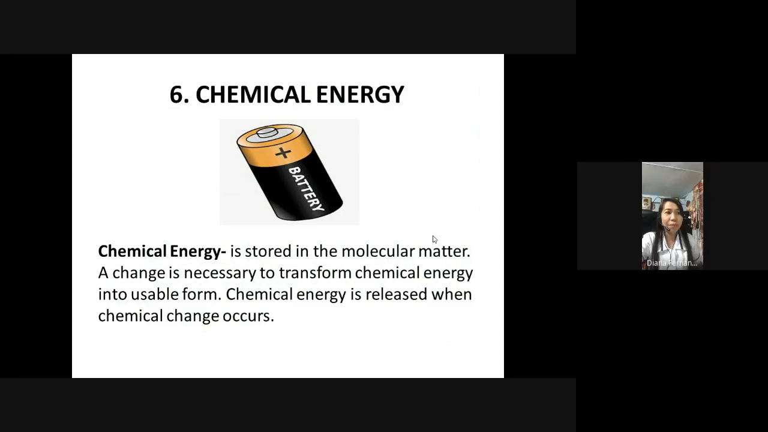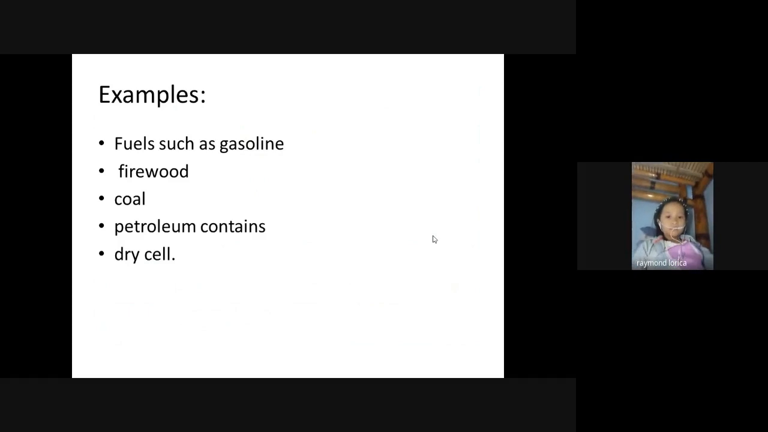Ano-ano yung mga example ng chemical energy? So, we have the fuels such as gasoline, firewood, coal, petroleum, and my example there is dry cell. Ano ba yung alam niyong chemical energy? How about the food that we eat?